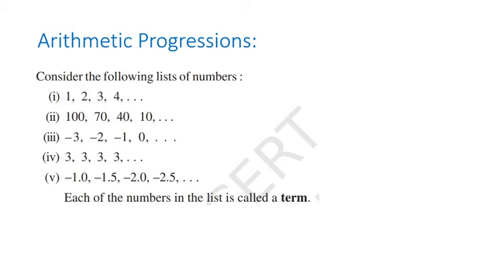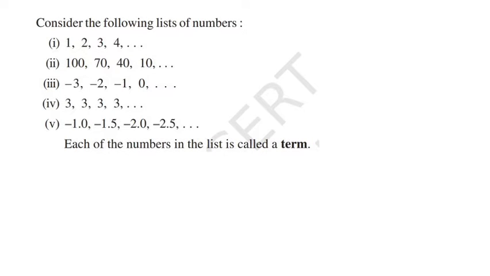Now coming to our actual topic, that is arithmetic progression. This is a mathematical pattern, students, and all these examples that you see, the list of numbers, are examples of arithmetic progression, and in short it is called AP, right? So each number in this list is called a term. Now let us understand the concept.